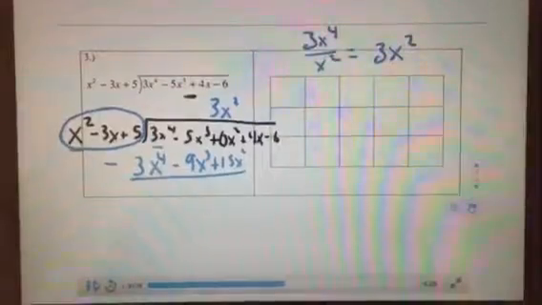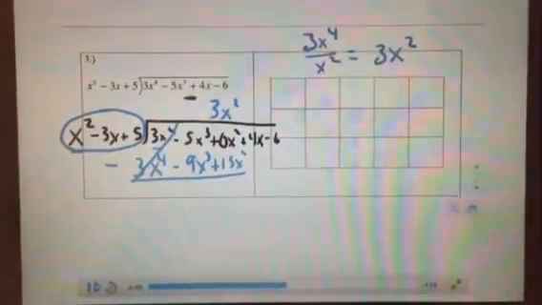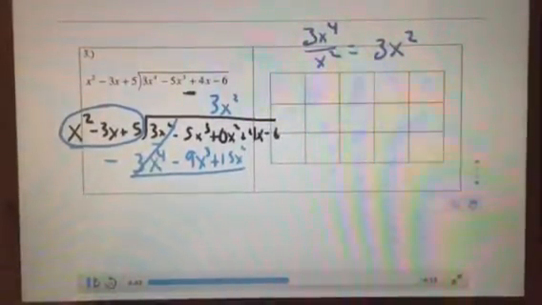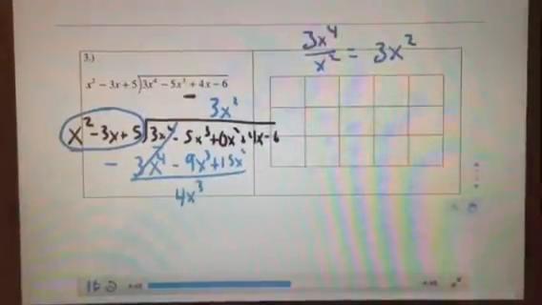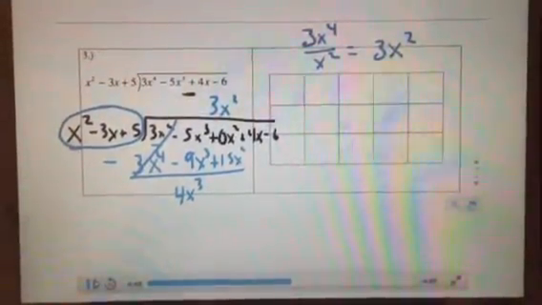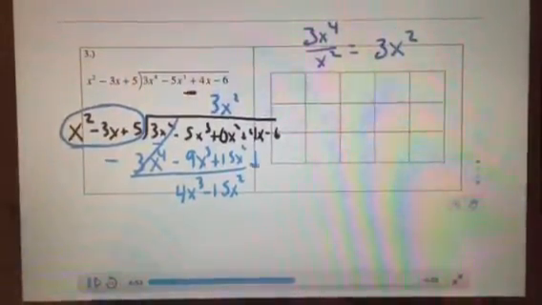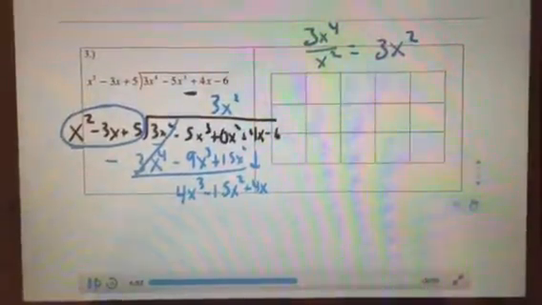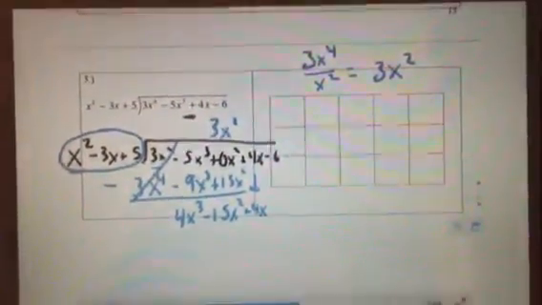So I subtract straight down in all my place value columns. 3x to the 4th minus 3x to the 4th is 0. So that place value drops out. Negative 5 take away negative 9 is negative 5 plus 9, which is 4x cubed. 0 take away 15x squared is negative 15x squared. And I bring down my next place value. So now I have 4x cubed as my first term.